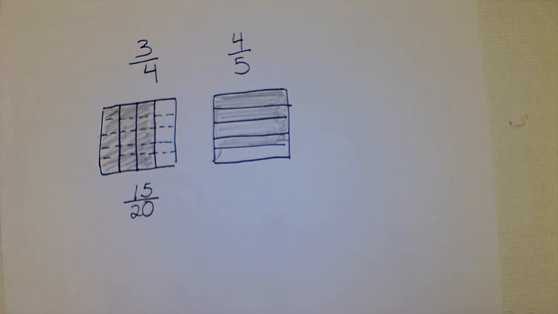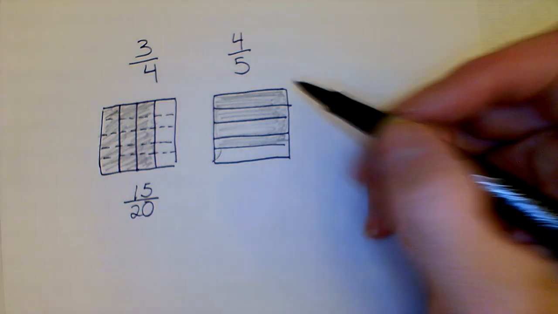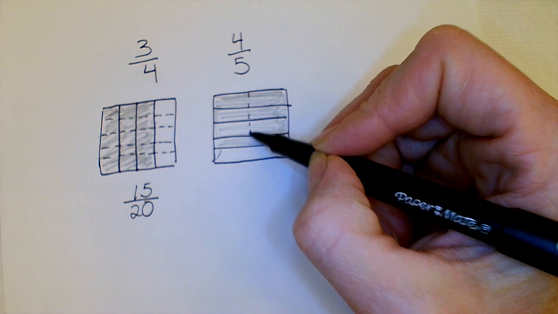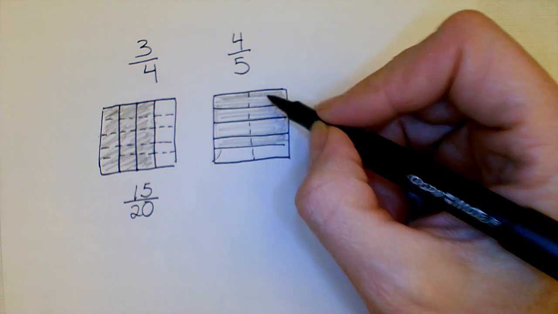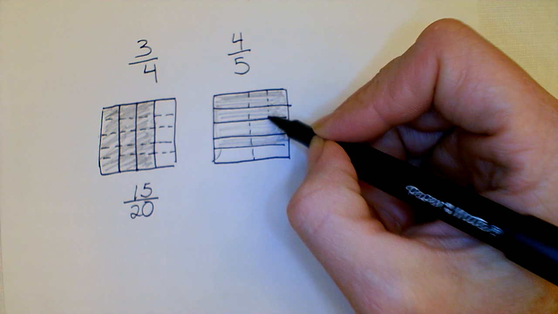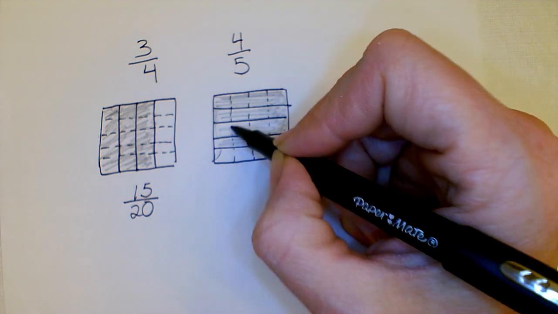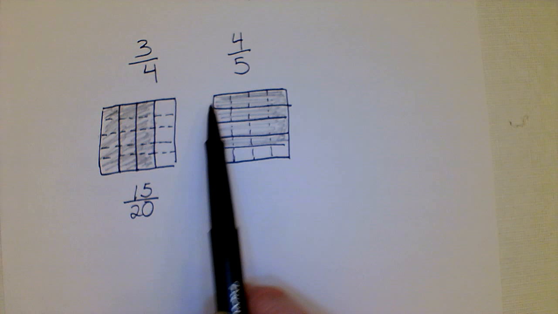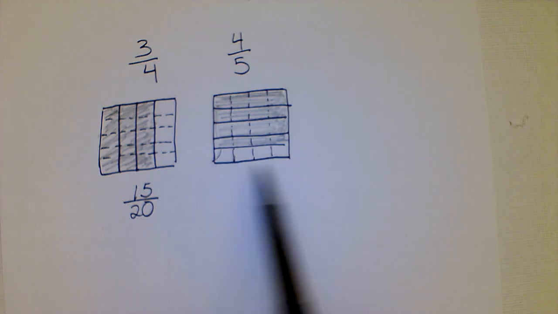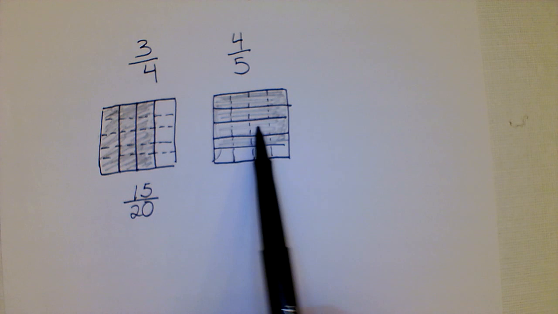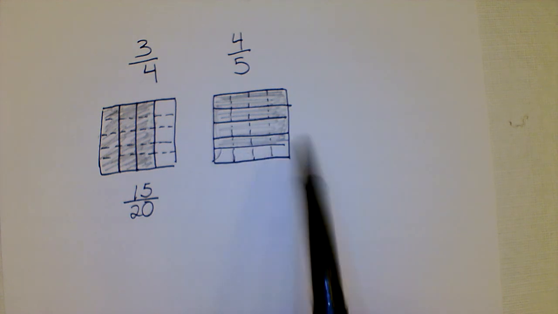Everything is the same. So now let's do the same thing over here, but what I'm going to do is I'm going to take each one of those fifths and I'm going to decompose it. I'm going to turn it into 4 pieces. So if you look at this, again, I have 20 pieces, or 20 parts, or 20 units. 1, 2, 3, 4, 5, 6, 7, 8, 9, 10, 11, 12, 13, 14, 15, 16, 17, 18, 19, 20.